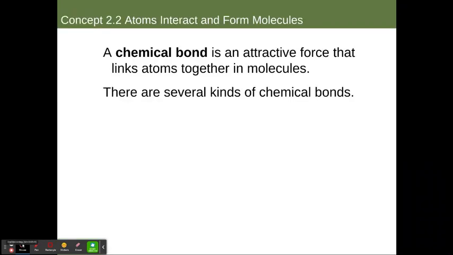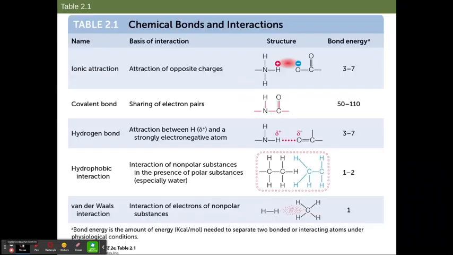Now, a chemical bond is defined as an attractive force that occurs between two separate molecules. There are several types of chemical bonds that we're going to discuss in our lesson today.